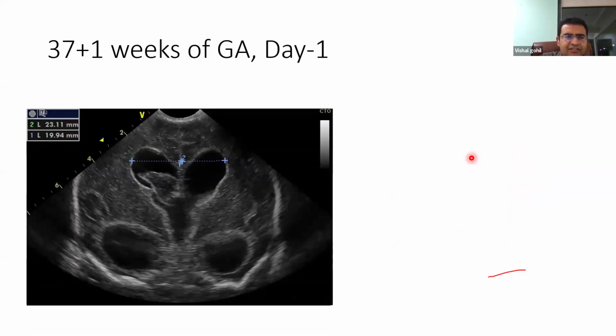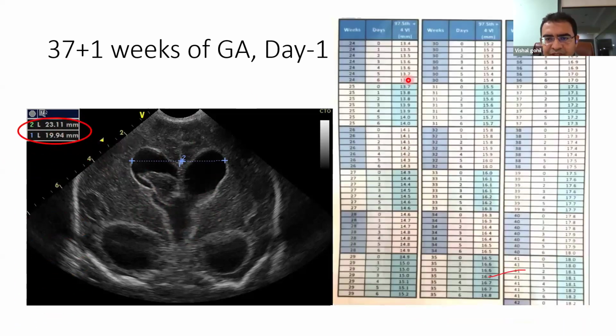So let's discuss one example which we faced, I think, last month. This is a 37 plus 1 week gestational age baby. The baby already had a diagnosis of ventricular dilation antenatally, because of either aqueductal stenosis or intrauterine hemorrhage. On day one, within 1 hour, when we did the scan, we can see the parameters over here, 23 mm and 19.9 mm of the VI. In our unit, we put the ventricular index on paper, so no need to see the graph all the time. And this baby is 37 plus 1 weeks over here. So if you plot it over here, this is your 17.1, the cutoff for intervention.